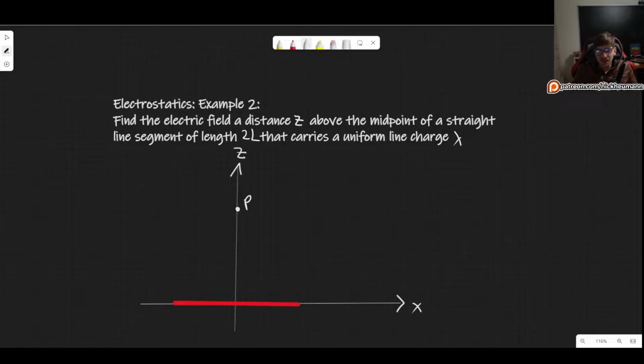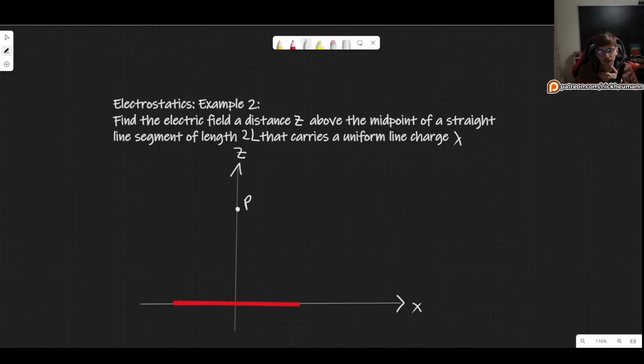Welcome! In this video, we will find the electric field at distance z above the midpoint of a straight line segment of length 2L that carries a uniform line charge lambda. Alright, so this in red right here is the straight line segment and its length is 2L.